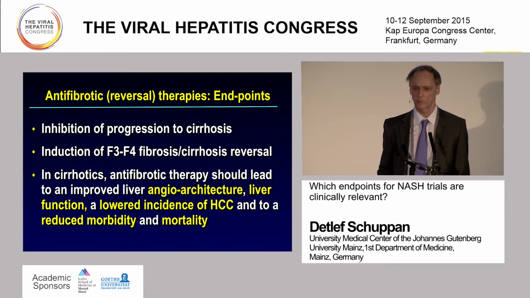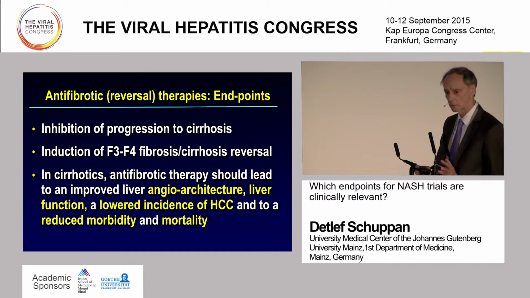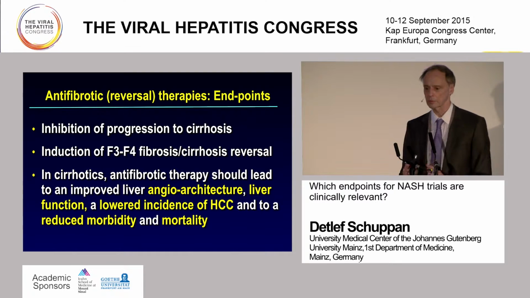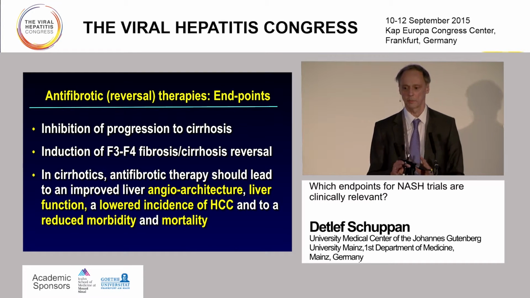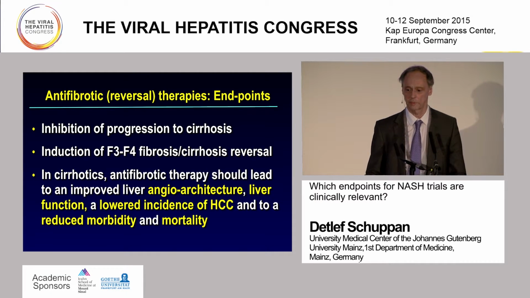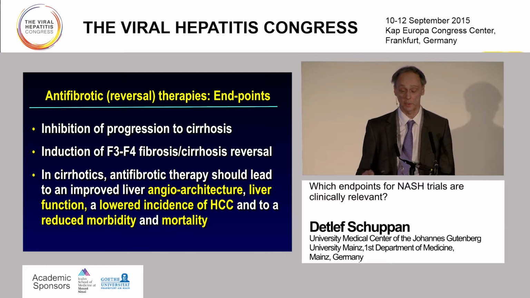So if we talk about fibrosis, just a couple of slides before we come to surrogate markers and endpoints again. Of course, if you treat fibrosis, you want to inhibit the progression towards cirrhosis, and you want to induce, if possible, a reversal of advanced fibrosis, that means cirrhosis. And in cirrhotics, an antifibrotic therapy should lead to an improved liver angioarchitecture, and subsequently liver function, a lower incidence of HCC, and a reduced morbidity and mortality.